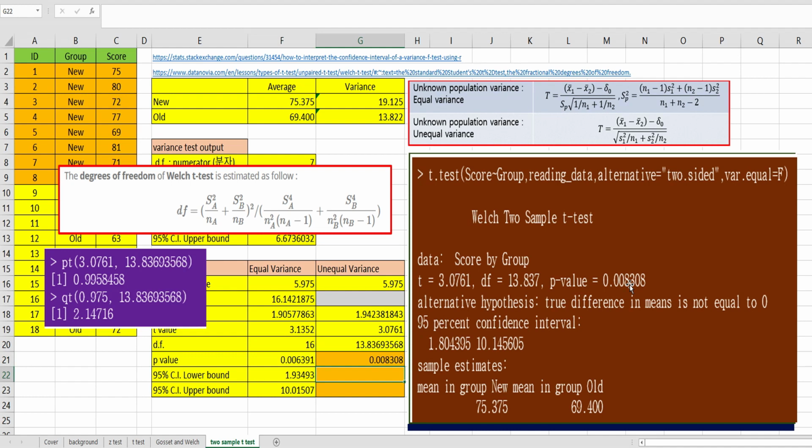And for the confidence interval lower bound, mean difference minus T.INV is the typical function, but also in Excel it does not provide this decimal point degrees of freedom. So I calculated the output in R, so let's use this one. So 2.14716 times standard error, right? So this is the same as this one, so we can use this formula for the upper bound, right? So 1.8, 10.14, right?